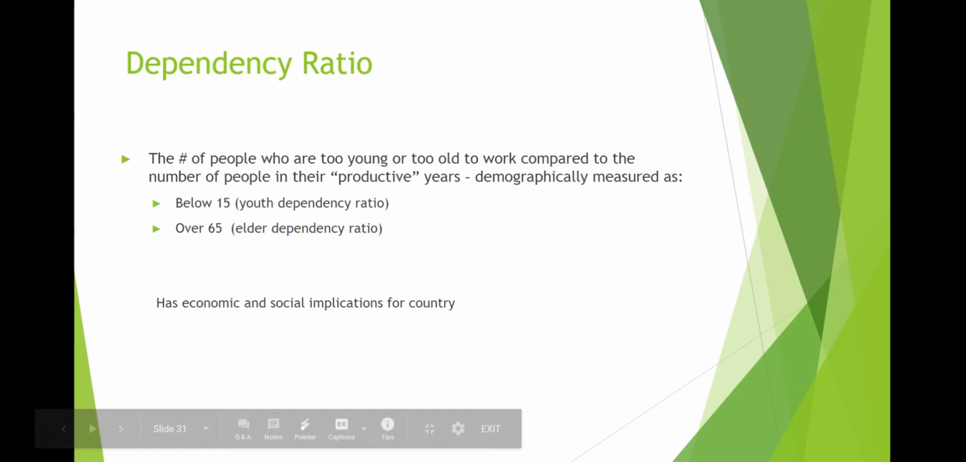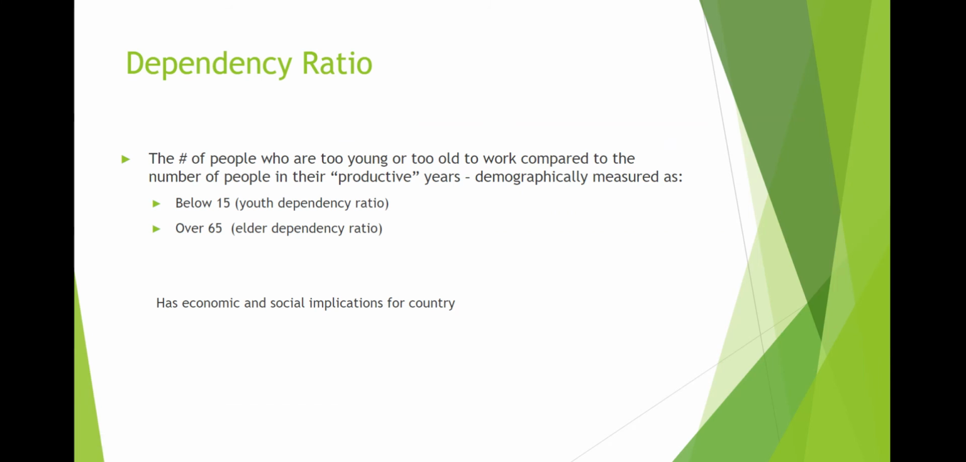All right, so last one is dependency ratio. This one is defined as the number of people who are too young or too old to work compared to the number of people in their productive years. All right, so this is kind of a weird one. And you know, people can be productive. I know lots of people that are pretty productive that are 15 or below, have jobs, and I know a lot of people that are super productive and over 65 and have jobs. And I know a lot of people that are not that productive between 15 and 65.